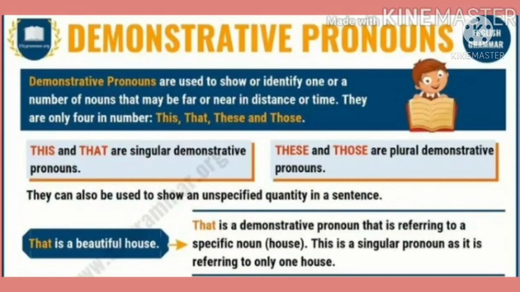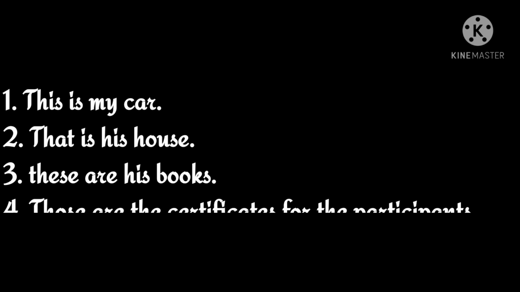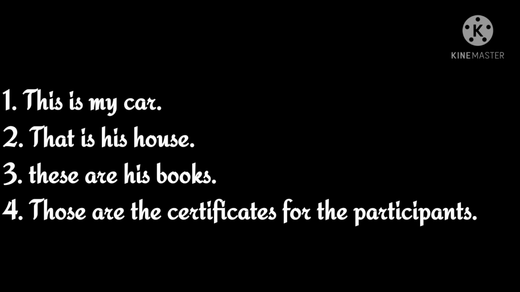Therefore, we can define demonstrative pronouns as pronouns that point out the specific person, animal or thing that they refer to. Clear? For example, look into the example here. This is my car. Here, this is a singular pronoun which refers to noun car which is placed near. Okay. That is my house. That is again a singular pronoun referring to noun house which is far.